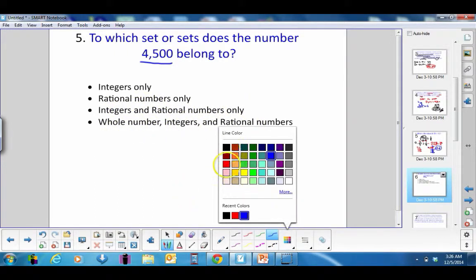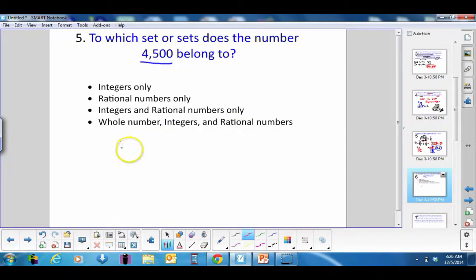Well, first things first, I know 4,500 is a whole number, right? Because I can count it. It comes after a number. The number that comes before it would be 4,499. The number after it would be 4,501, right? If I was counting. 4,499, 4,500, 4,501. So I know for sure it's an integer.